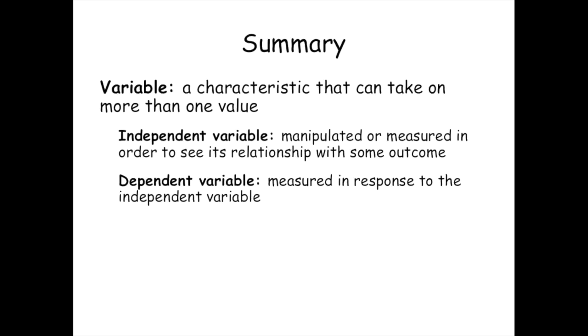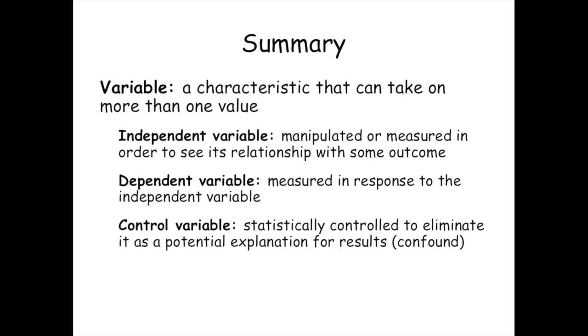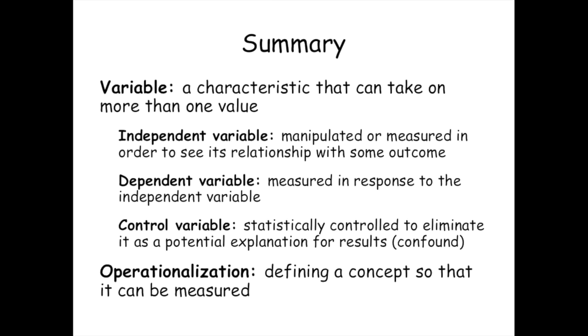The dependent variable is this outcome of interest, and the researcher expects its value to vary according to different values of the independent variable. In some studies, the researcher also includes one or more control variables to eliminate confounds or alternative explanations for the results. Finally, an important step in any research study is operationalization, taking an abstract concept and turning it into a variable that can be measured.